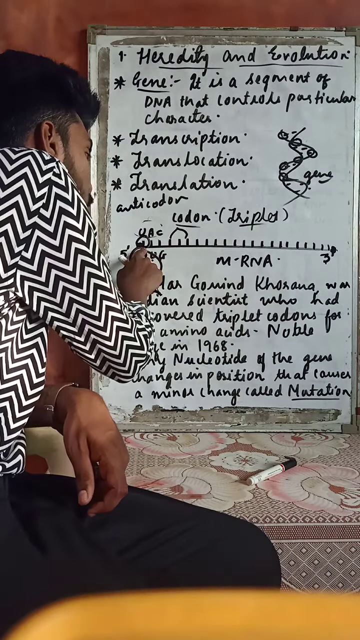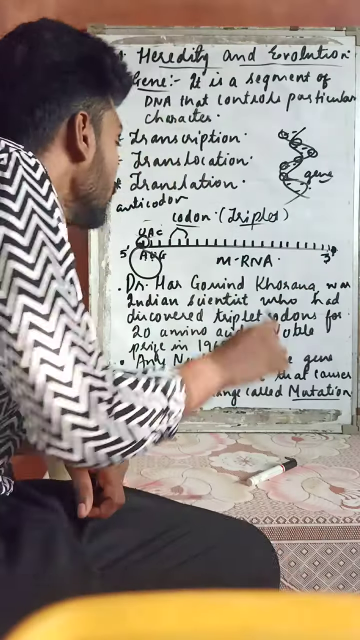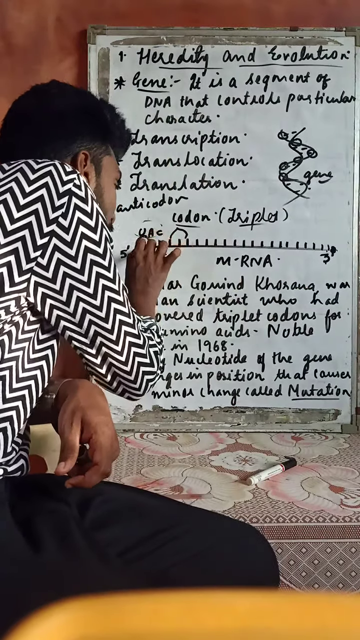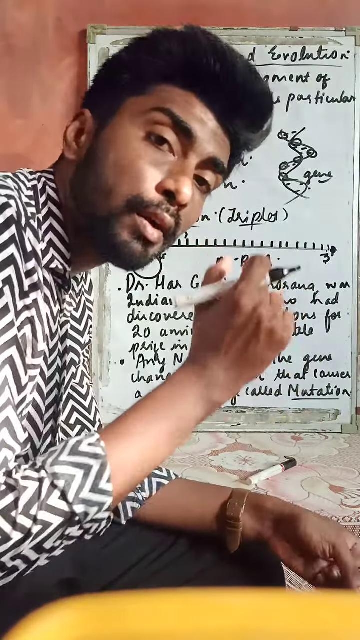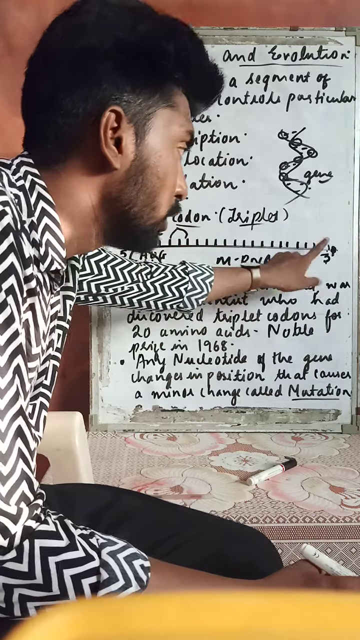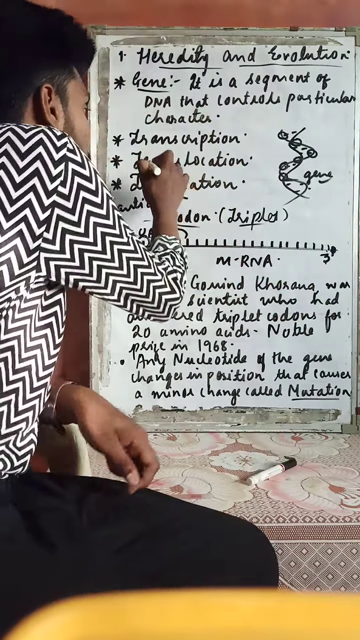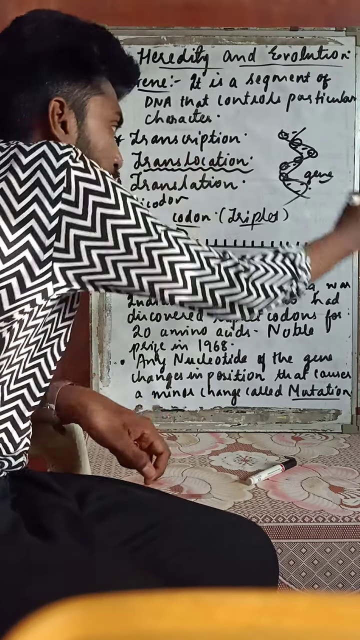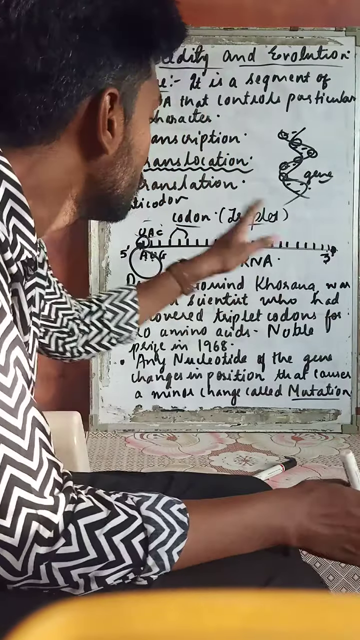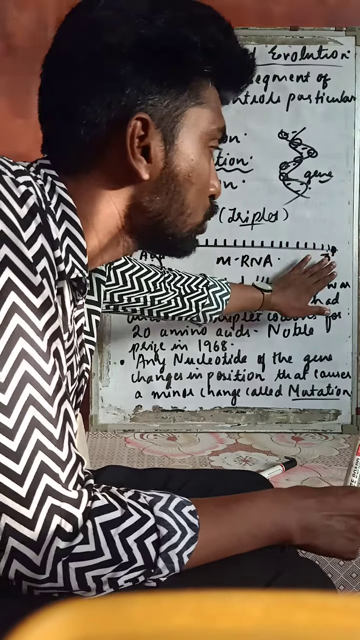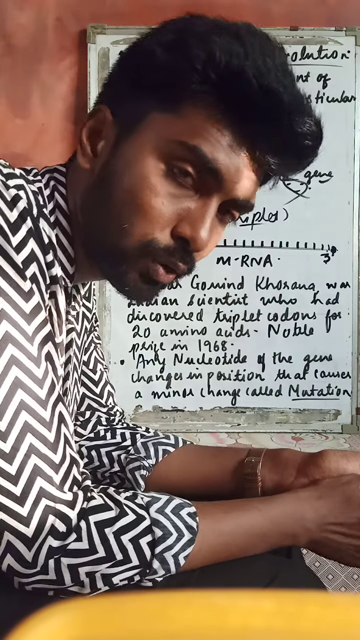The ribosome starts moving from the 5' end to the 3' end. I can say that the ribosome moves from the start codon to the stop codon. The movement of the ribosome from the start codon to the stop codon on the messenger RNA is called translocation. That is called translocation.